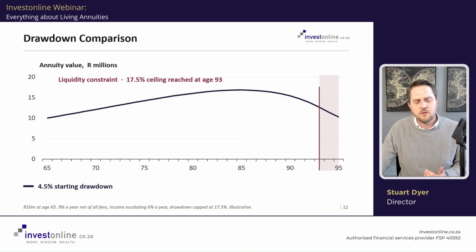So that's where you get this narrative in the financial media that if you want your money to last 30 years, you must start with 4%. And really where that comes from, it doesn't mean your capital runs to zero at the end of the 30 years. It just means that that is the point at which your income could come under some pressure.